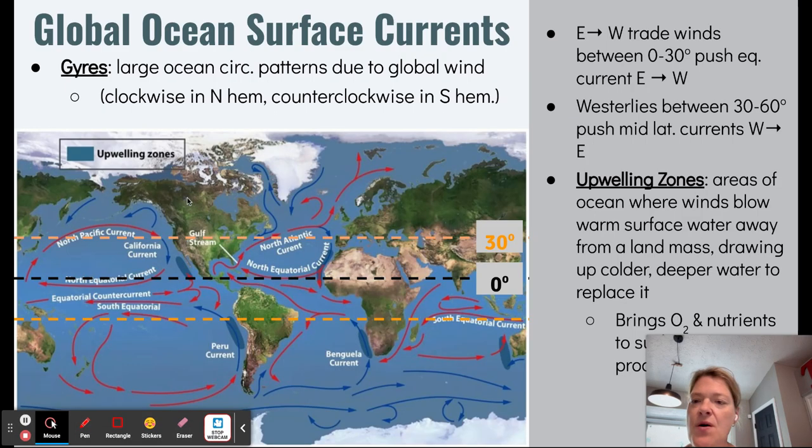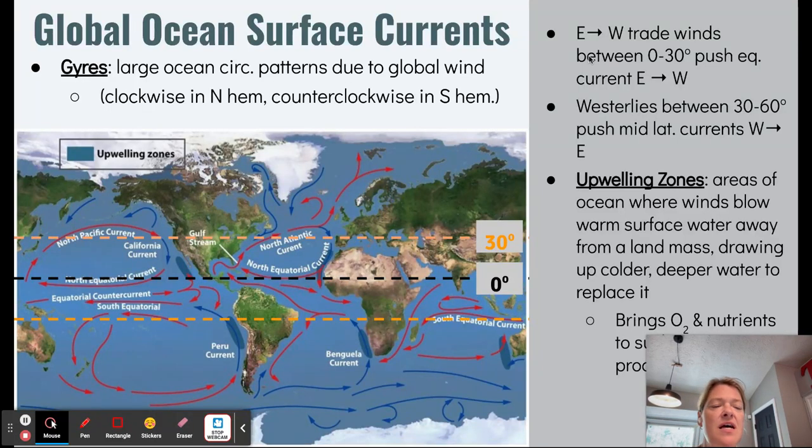Okay. So, first of all, let's take a look and have a little bit of information about ocean surface currents. There are these gyres, which are large ocean circulation patterns that are caused due to global winds. They spin clockwise in the northern hemisphere. You can see these here. And then in the southern hemisphere, they spin counterclockwise. Okay, so you can see these here moving here.